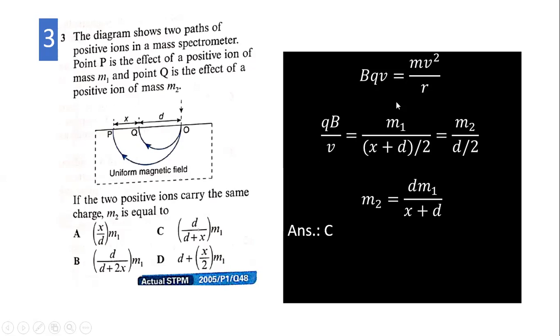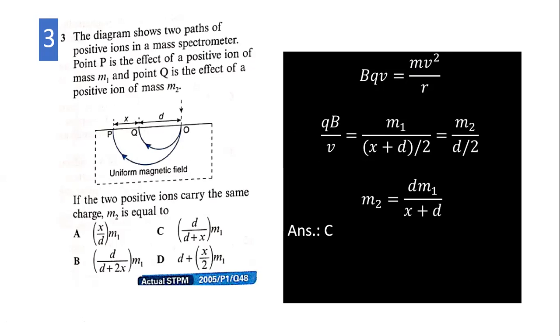So I apply to M1. The diameter is D plus X, so I divide by 2 to get the radius. Now I apply to M2. The diameter is D, so the radius is D divided by 2. That's all. Then the 2 and the 2 cancel off, and take the D up. That's why I get the answer.